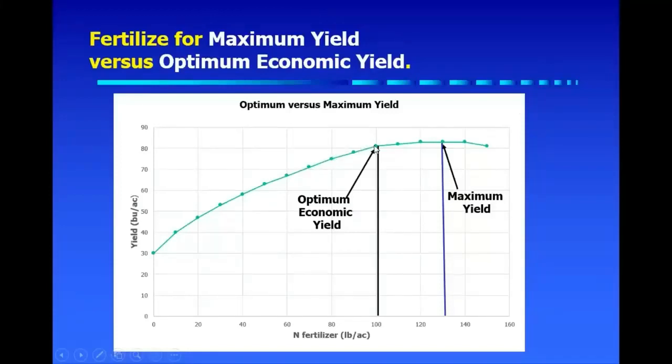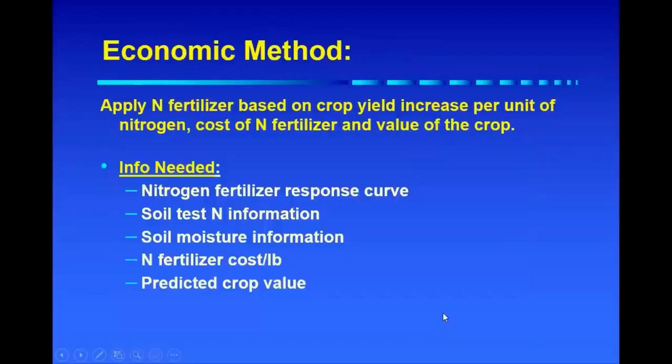So each 10-pound increment of fertilizer increases our yield, until the slope of the curve gets flatter and flatter, and finally the curve is flat. Our maximum yield occurs at this point. But the optimum yield from an economic standpoint is probably in this range here. So I'd say it's better to put on 100 pounds than 130 pounds to shoot for the maximum yield. But how do we actually go about doing that? Well, we need some information. We want to have this crop yield curve, and base our fertilizer recommendation on that yield increase curve, looking at the cost of nitrogen fertilizer and the value of the crop.